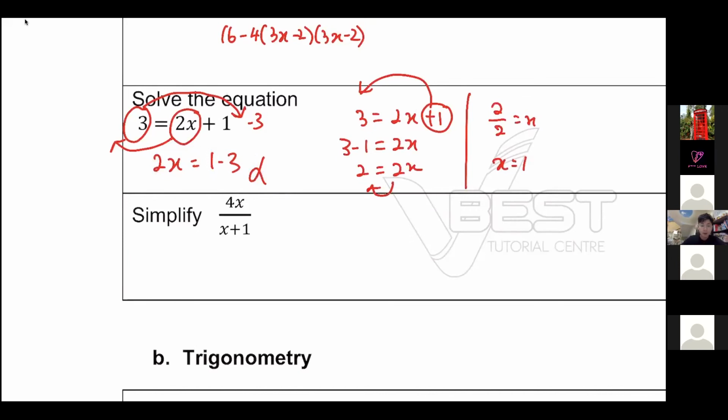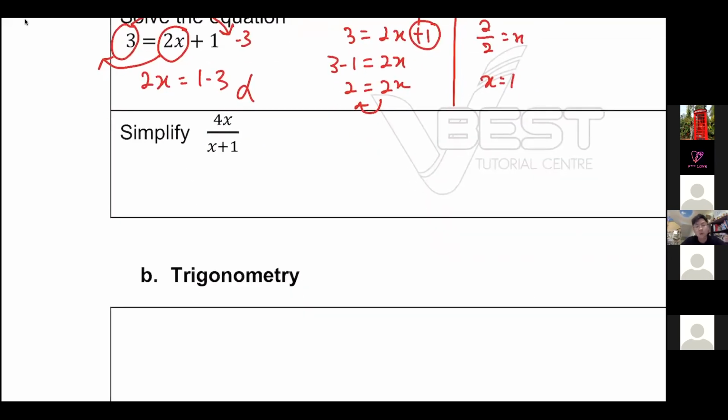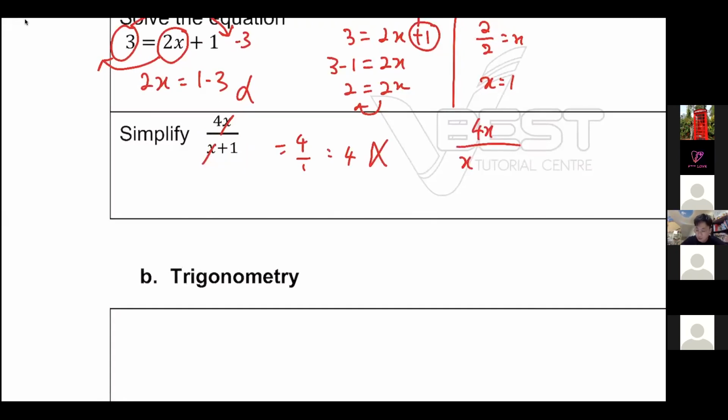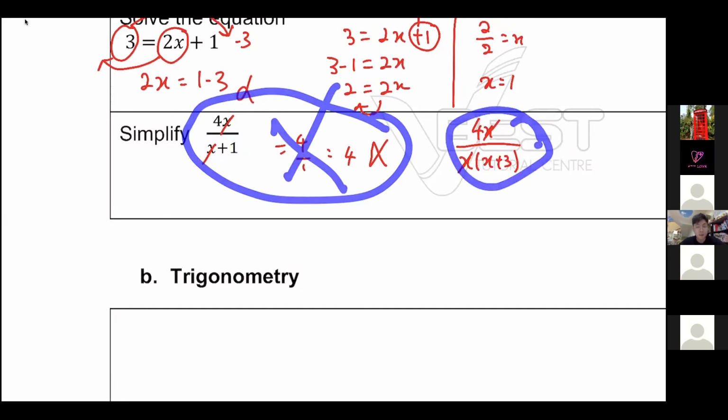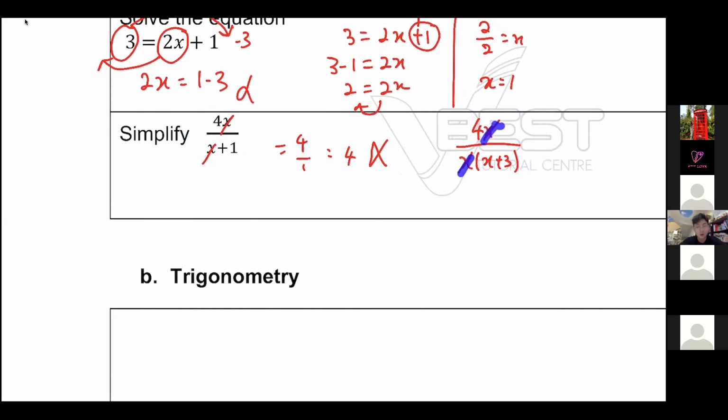Alright? Now, next one, simplification of 4x over x plus 1. A lot of students see this question and think it's very simple lah. x cross out by x, then it becomes 4 over 1, and then becomes 4. And this is wrong. Alright guys, when your x is being added to another term, you cannot cross out like that. Unless it is like 4x over x bracket x plus 3, then yes, the x can cross out like that because there is a multiplication here. When it is a plus, you don't cross out like this. This is a wrong method. Okay, this will be the correct method. If you want to cross out, you must have a multiplication.